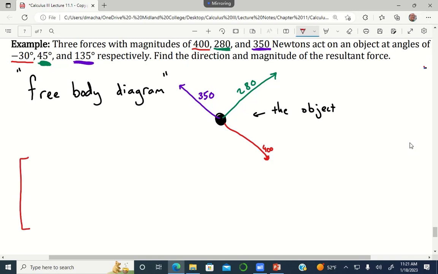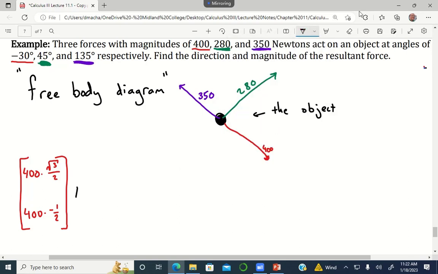For my red vector, this x value is going to be 400 times cosine of what? Negative 30 degrees. And what is cosine of negative 30 degrees? Root 3 over 2. Okay, so it's going to be 400 times root 3 over 2. Now, the y value is going to be 400 times the sine of negative 30 degrees. What is the sine of negative 30 degrees? Negative 1/2. Okay, so that's my red vector.